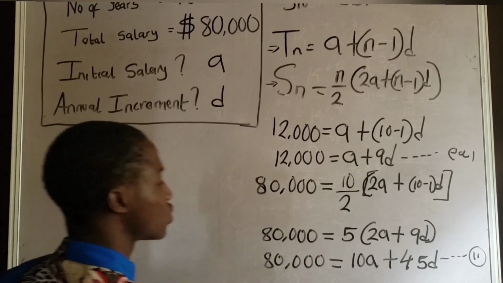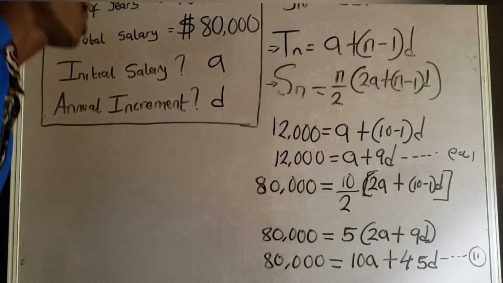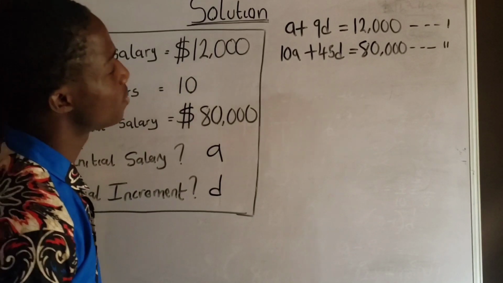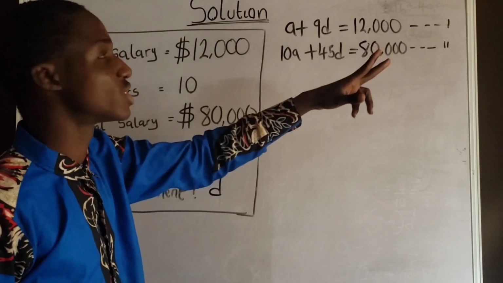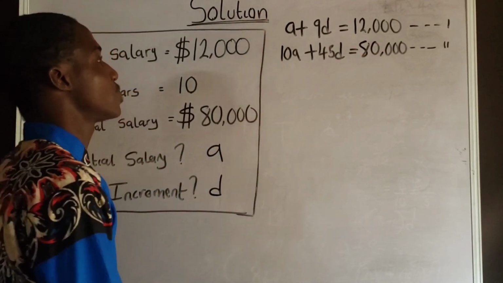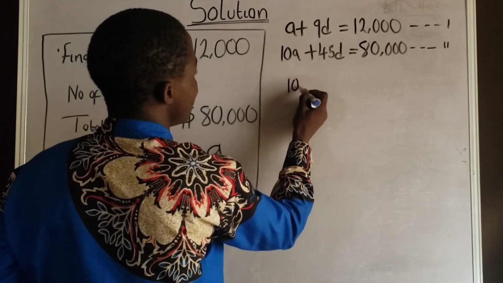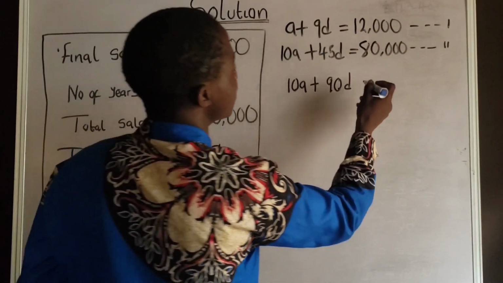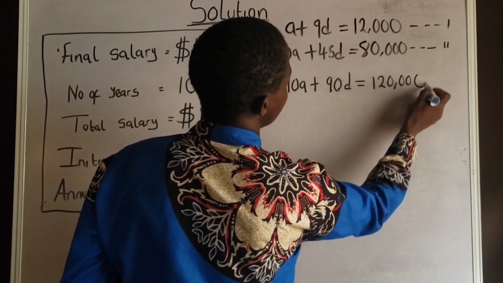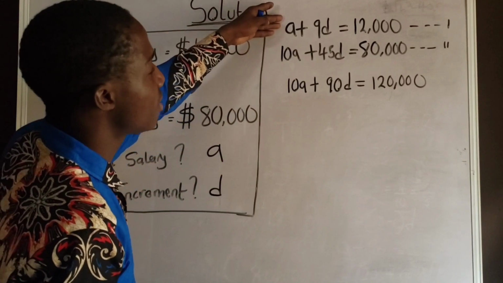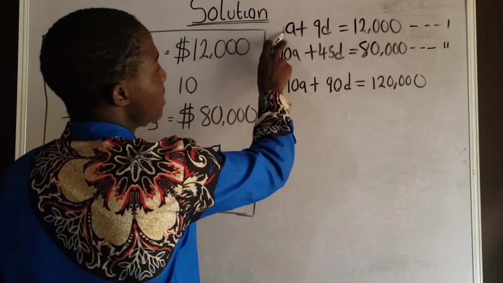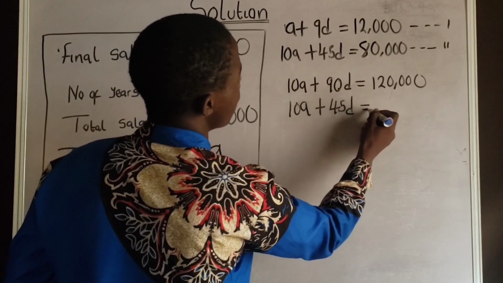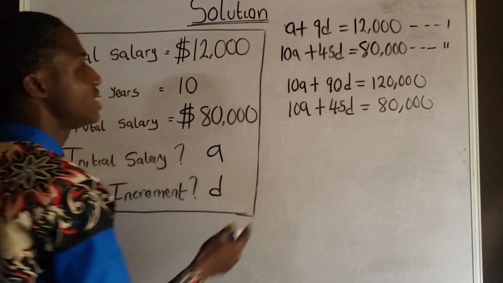So we have gotten equation 1 and equation 2. Now, in order to get the values of a and d, we can solve these equations simultaneously. Let us try to eliminate a. I'm going to multiply equation 1 by the coefficient of a in equation 2, which is 10. That gives 10a plus 10 multiplied by 9d, that is 90d, equals 10 multiplied by 12,000, that is 120,000. Then we multiply equation 2 by the coefficient of a in equation 1, which is 1. That gives 10a plus 45d equals 80,000.